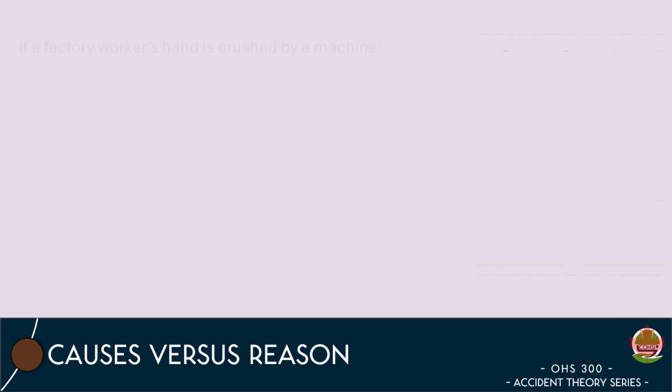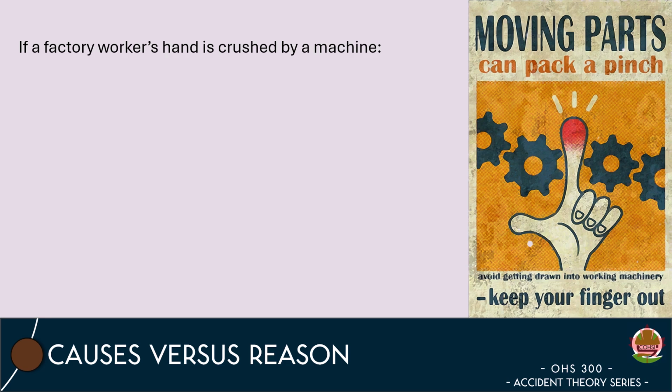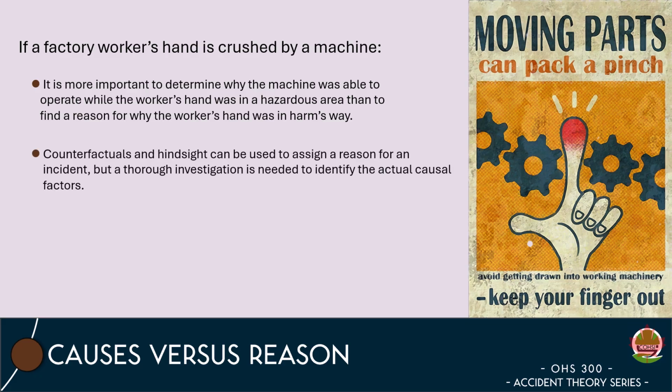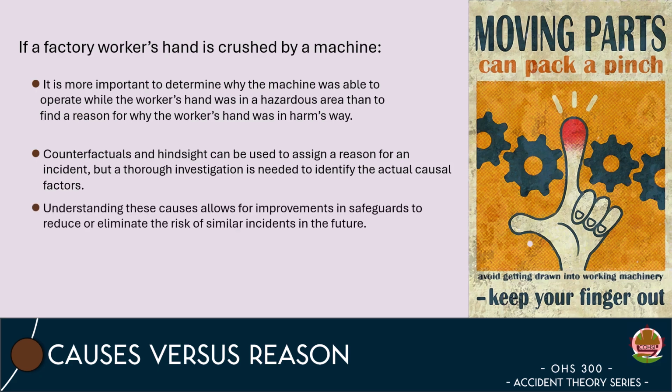For example, if a factory worker's hand is crushed by a machine, it is less critical to find a reason for why the worker's hand was in harm's way, and more important to determine why the machine was able to operate while the worker's hand was in a hazardous area. Counterfactuals and hindsight can easily be used to assign a reason for an incident, but a thorough investigation is necessary to identify the causal factors. Understanding these causes allows for improvements in safeguards to reduce or eliminate the risk of similar incidents in the future.